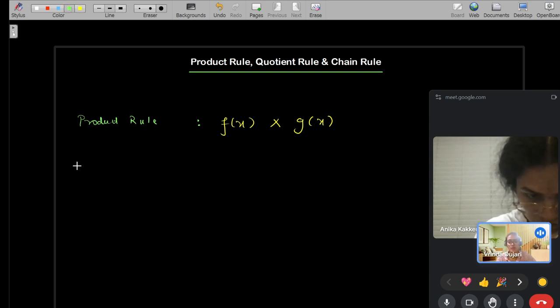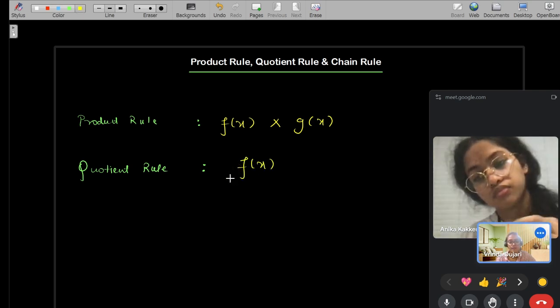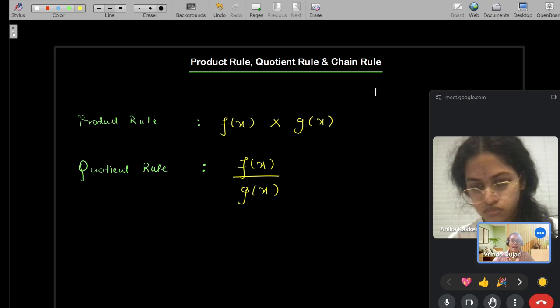And for the quotient rule, if two functions are divided, so like if you have f of x, the quotient of two functions, right? f of x over g of x. Okay? And Anika, when do you use the chain rule?